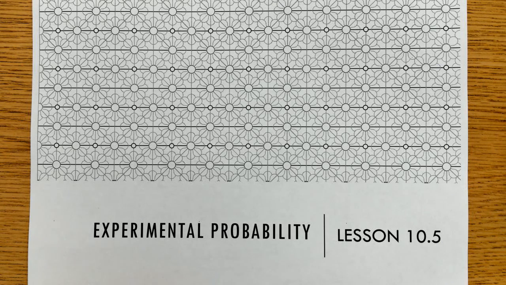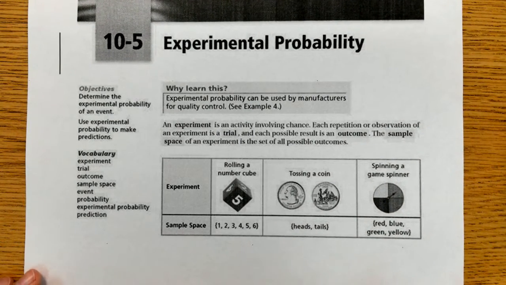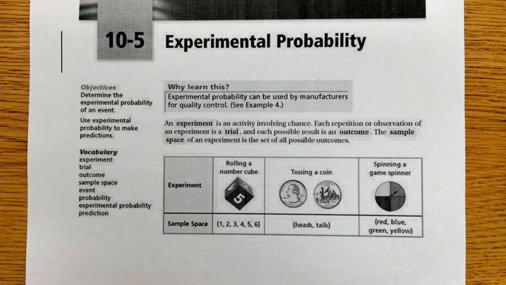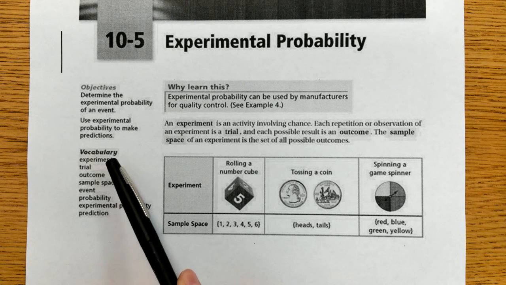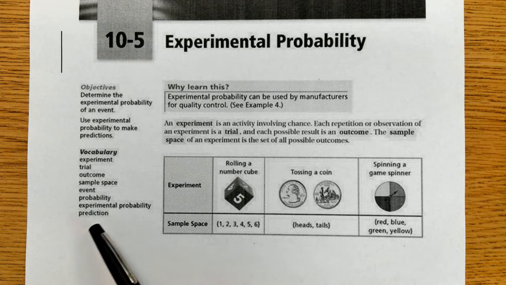Lesson 10.5 is on experimental probability. So in this lesson, we are going to determine the experimental probability of an event and use experimental probability to make predictions. There's a bunch of vocabulary in this lesson: experiment, trial, outcome, sample space, event, probability, experimental probability, and prediction.